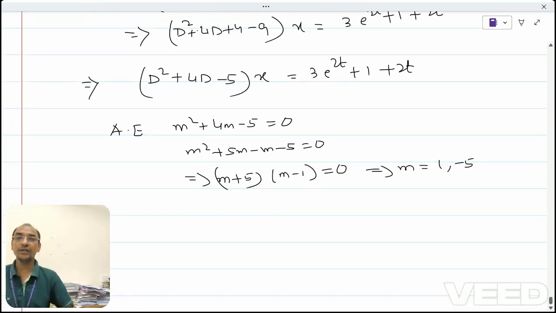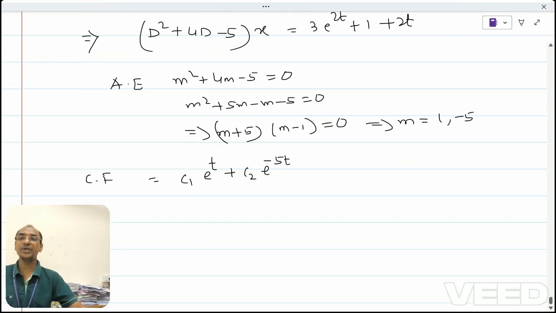And so we can write the complementary function for x as c1 e to the power t plus c2 e to the power minus 5t. This is your complementary function. Now let us find the PI for x of t.